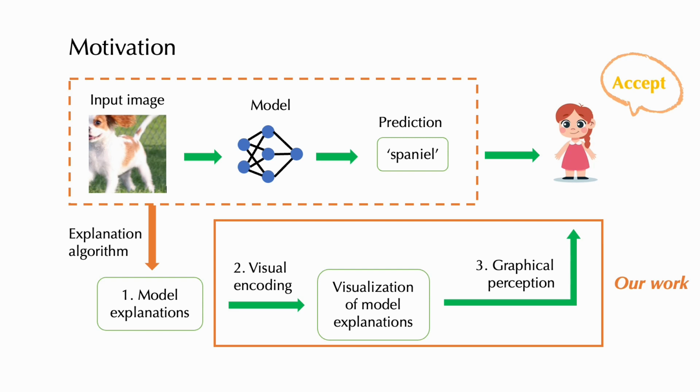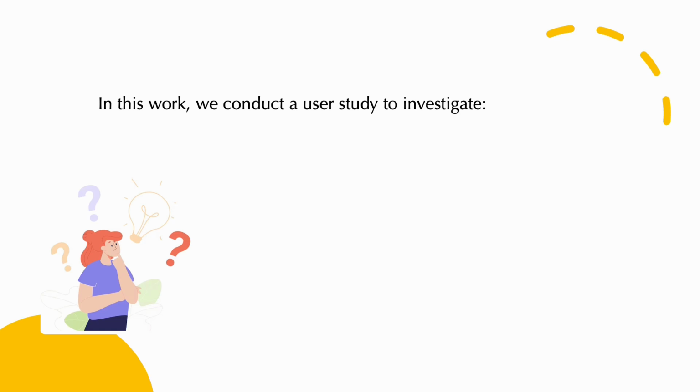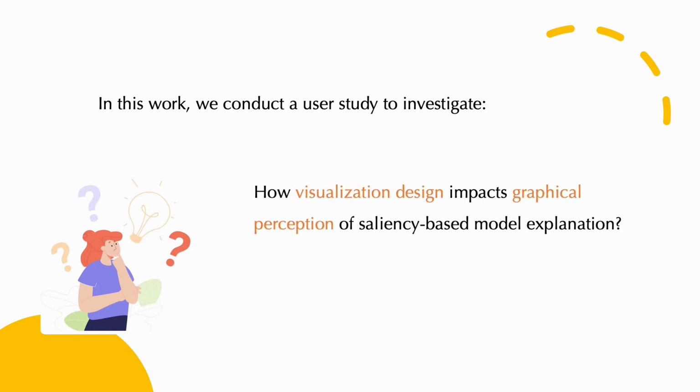More specifically, as we mentioned in the previous examples, we view perception of alignment between saliency explanation and object on the image as playing an important role, although not complete, in how humans perceive model explanations. We hope this better understanding of perception can shed light on why humans make judgments that concern machine learning models. Thus, in this work, we conduct a user study to investigate how visualization design impacts graphical perception of saliency-based model explanation, especially in terms of perception of alignment.